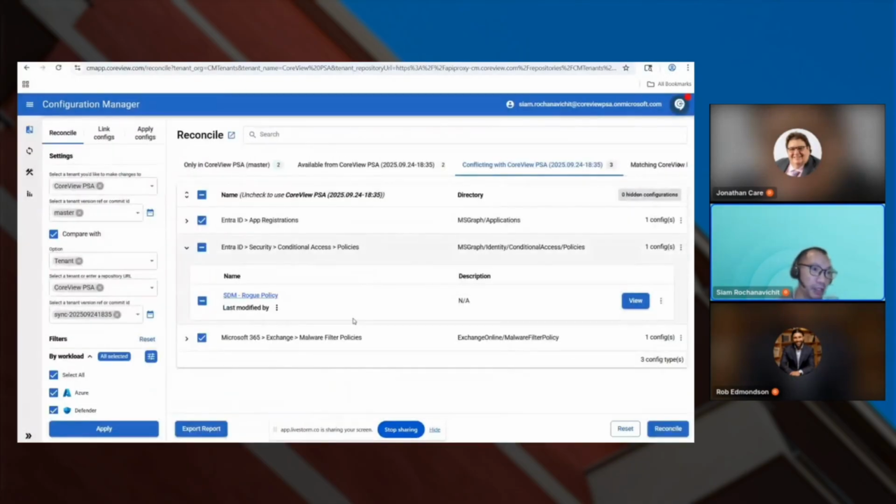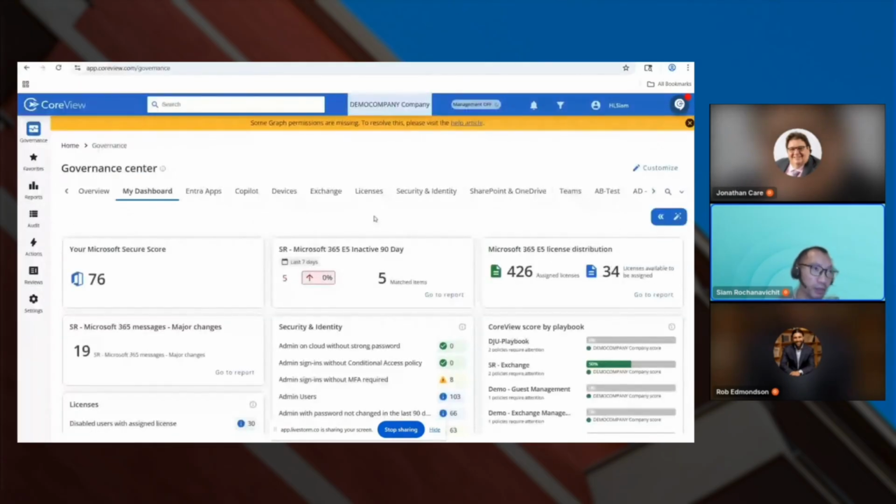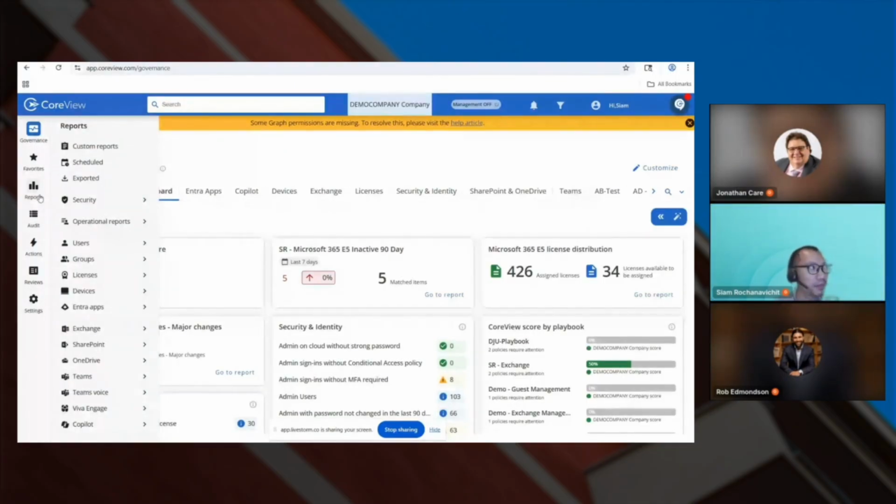But that's Configuration Manager. So the initial benefit is going to be drift detection, alerts and awareness on what has occurred, and then the capability to revert back those changes if you want to revert back. I'm going to quickly go into CoreView to talk about least privilege real quick.